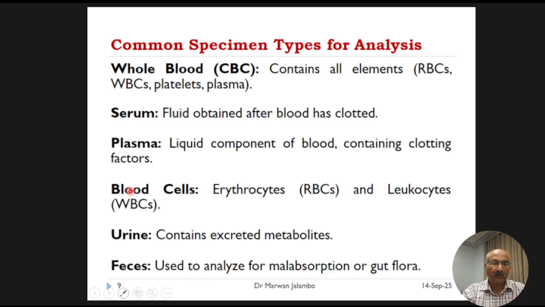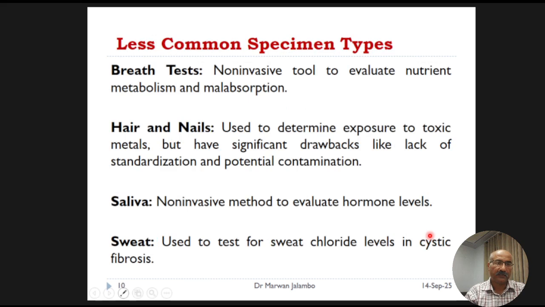Beyond the blood, there is also urine analysis and stool analysis or feces analysis. The urine is valuable for assessing excreted metabolites, and feces can be analyzed to check for malabsorption or to assess the composition of the gut microbiota. So while these are the most common, there are other less frequently used specimens that have specific applications.